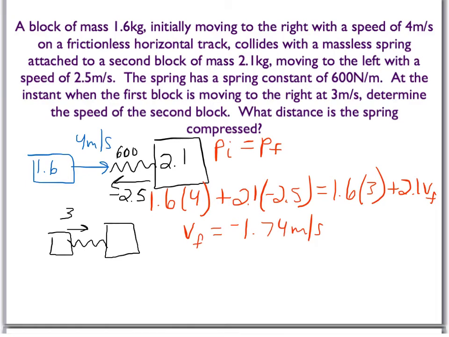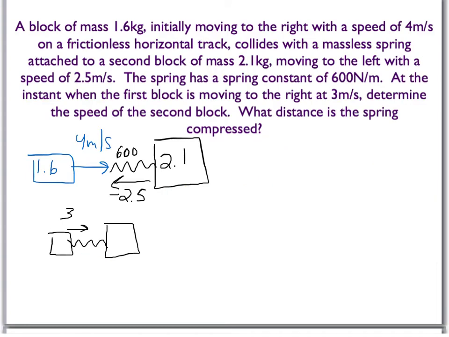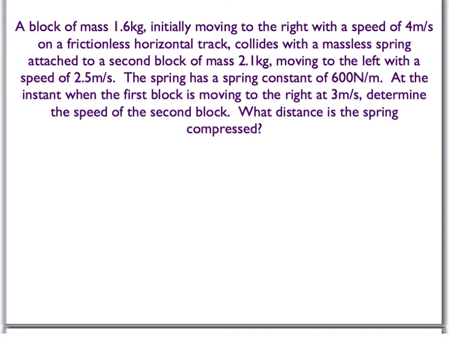It makes sense to have a negative value because the larger block is still moving to the left, so it still has a negative value, but it's slowing down as it's moving to the left, just like the 1.6 kilogram block is also slowing down. As I erase this, we are going to try a few other examples, and we're going to look at some other questions.